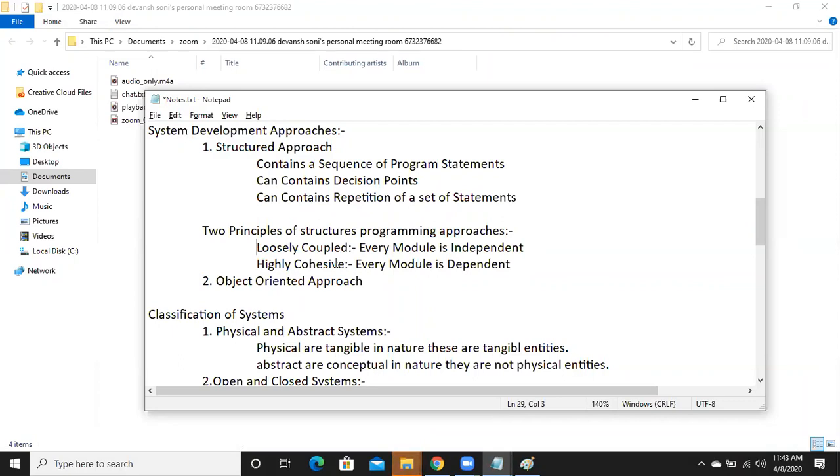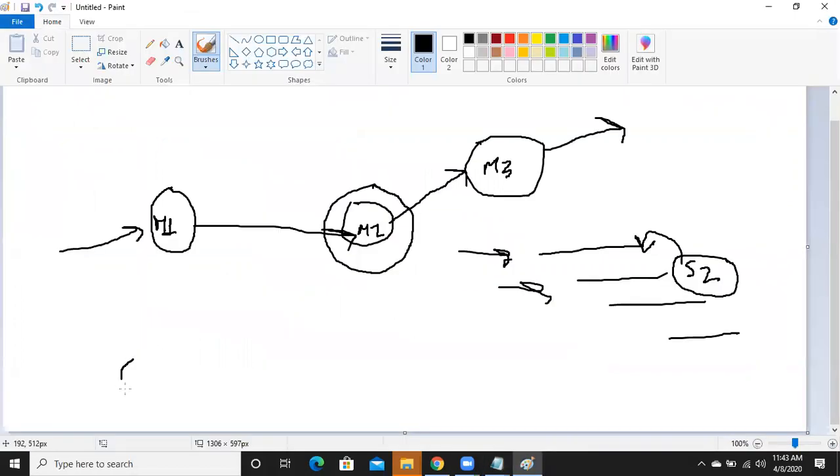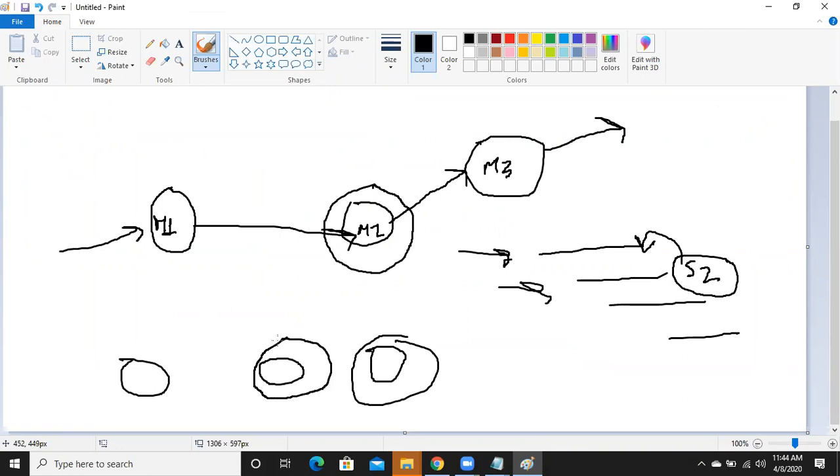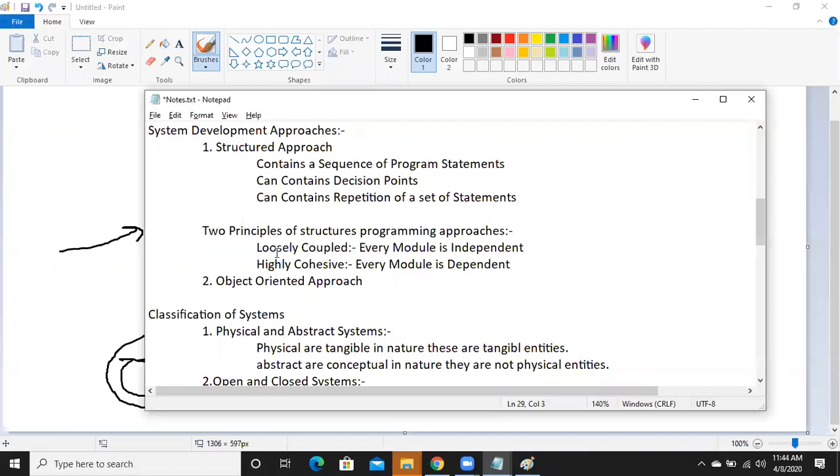So we are going to discuss what is loosely coupled. A loosely coupled program, or we can say a loosely coupled structured approach, says that each and every module is independent of each other. If I take an example, if we have three modules in our program, there is no interaction between these three modules. They are not dependent on each other. Module 1, module 2, module 3 are independent in the loosely coupled structured approach.